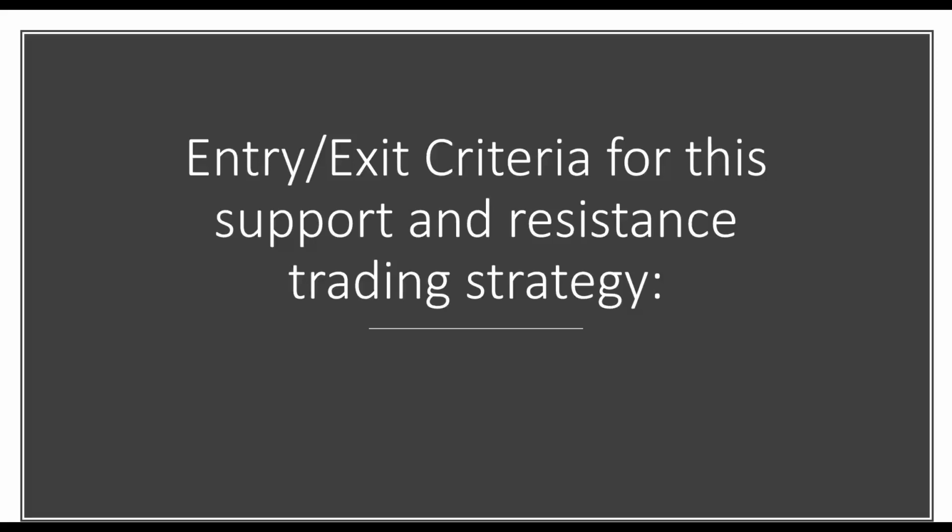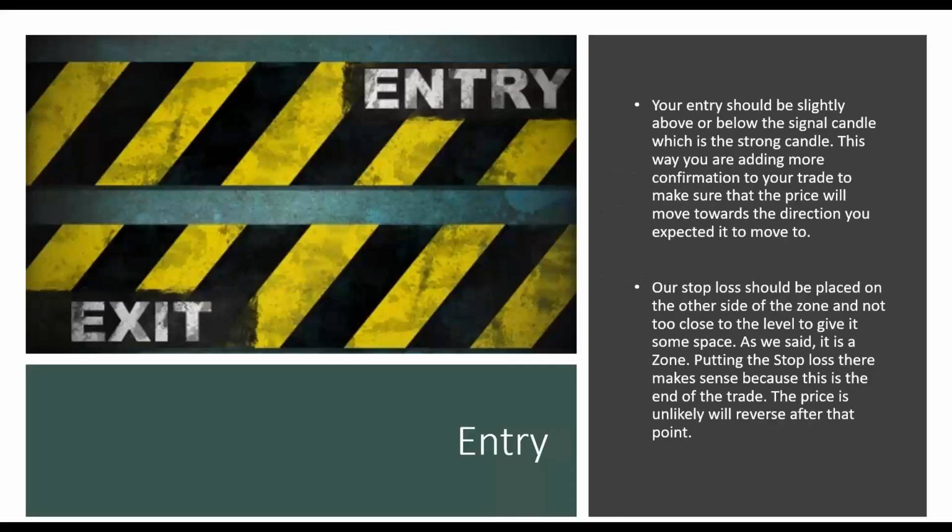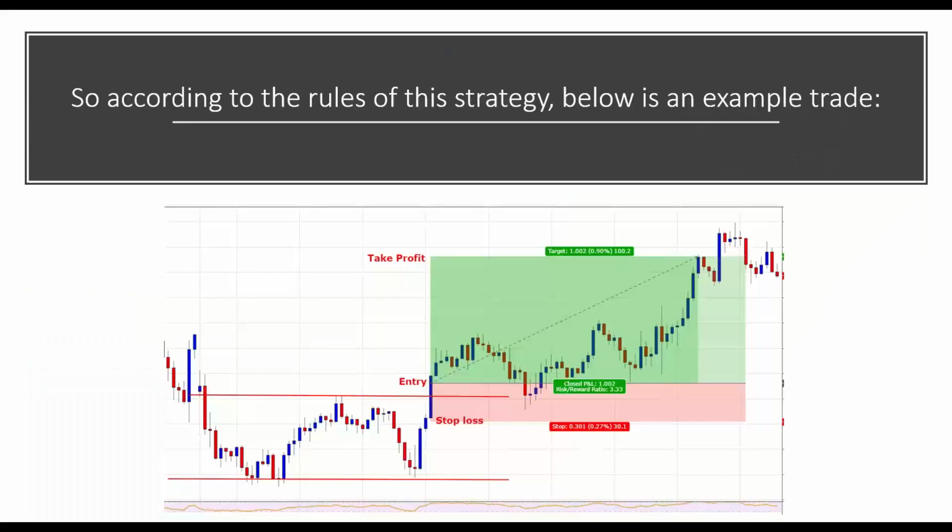So here is the entry criteria and the exit criteria. Your entry should be slightly above or below the signal candle, which is the strong candle. This way, you're adding more confirmation to your trade to make sure that the price will move towards the direction you expected it to. Our stop loss should be placed on the other side of the zone and not too close to the price level, to give it some space. So you can see here exactly how it is done.